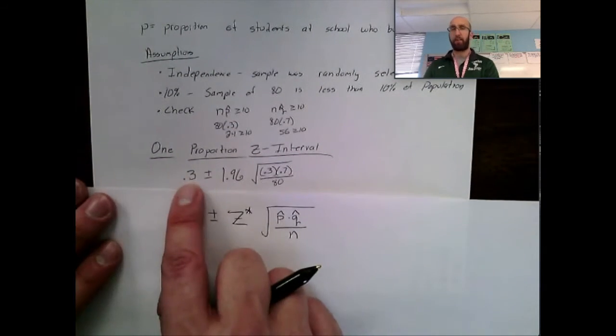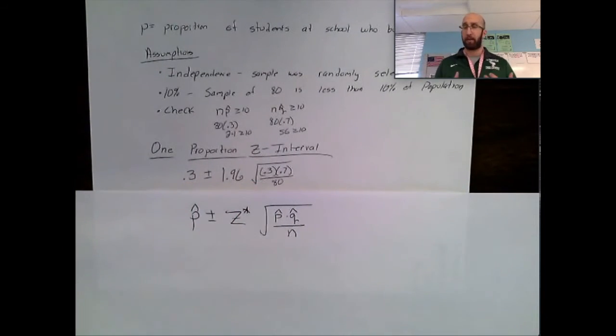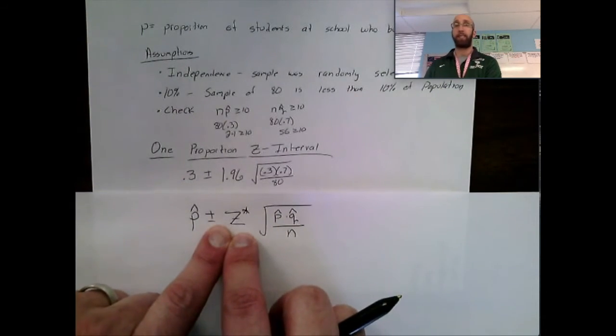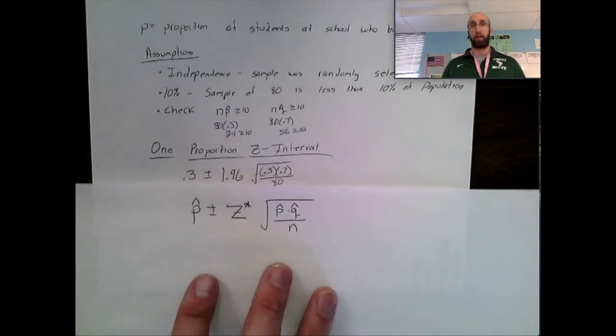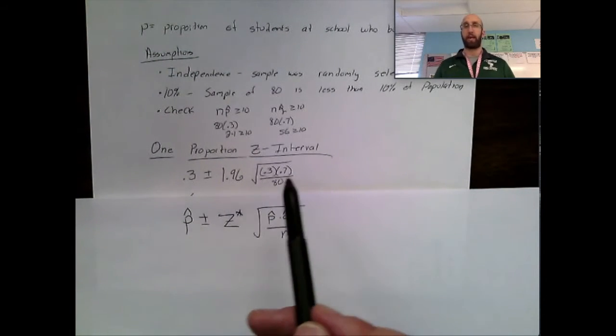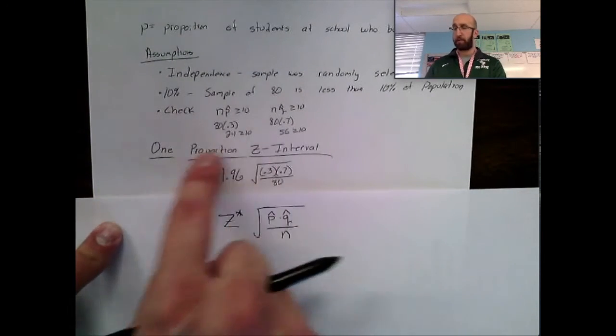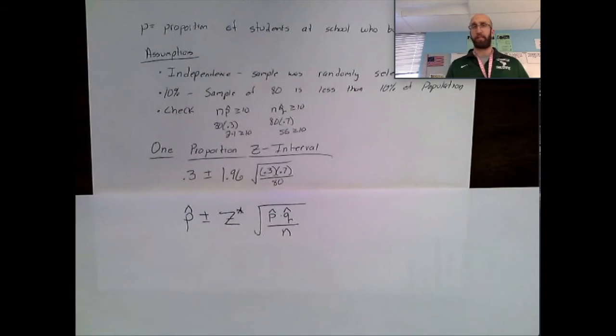So I have 0.3 for p hat. Z star is entirely based on confidence. So when they say we want a 95% confidence interval, I know my z has to be 1.96. That's where that number came from. Inside my square root, I have p hat times q hat, so 0.3 times 0.7. And on the bottom, the denominator, I have my sample size, which is 80. So this is my formula for my one proportion z interval.